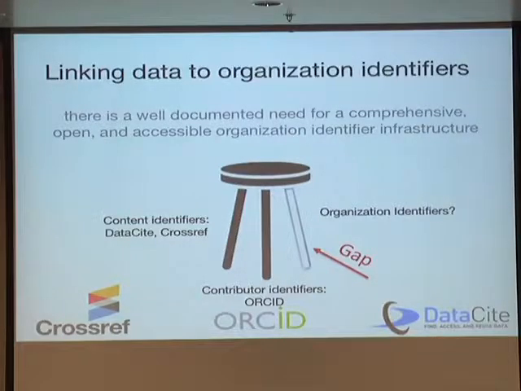The idea is pretty simple. We have content identifiers, so you can put identifiers with content such as data sets or journals. You have contributor identifiers through ORCID, but there are no organizational identifiers that complete that stool. So you can say, okay, this person belongs to that institution, that data set came from that institution, belongs to this person. You kind of need that whole thing to be able to pull all that information together. We're hoping to move something forward after the first of the year and really move forward on this.